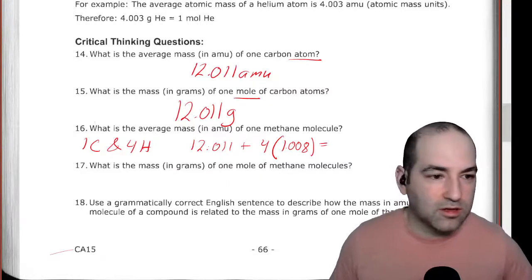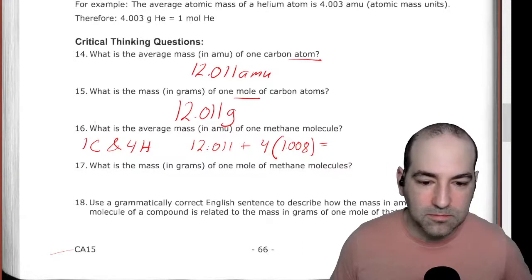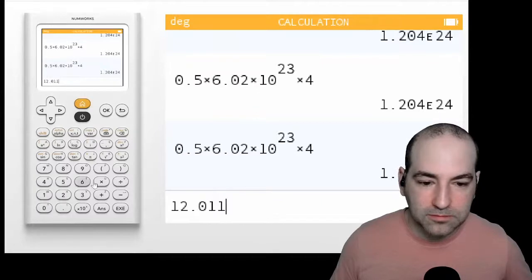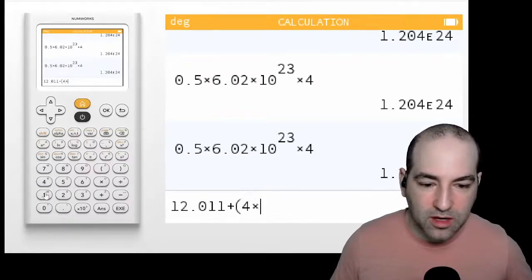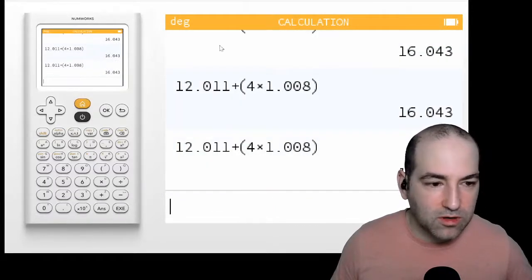Let me pull up my calculator again. All right, so I'm going to go 12.011 plus 4 times 1.008, and that gives 16.043.